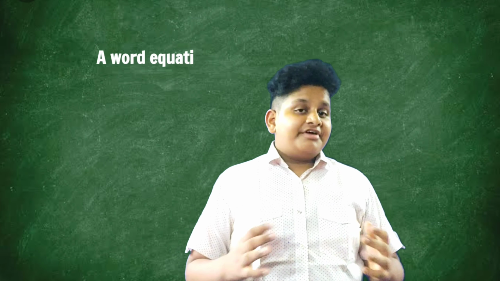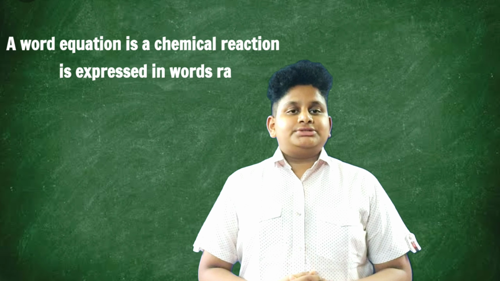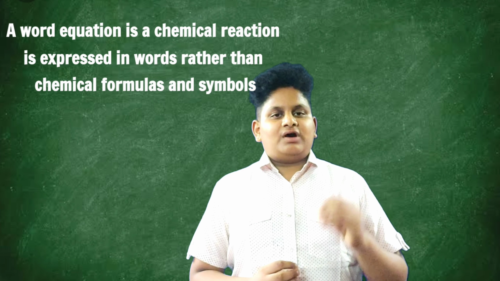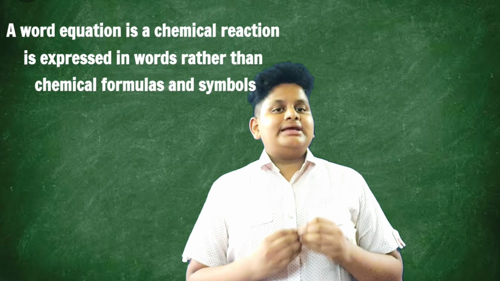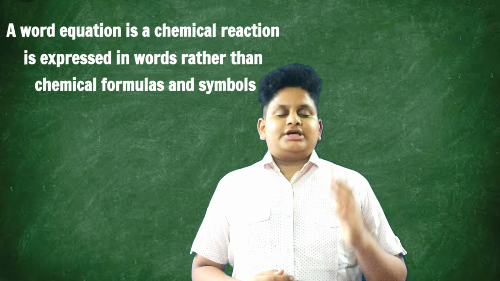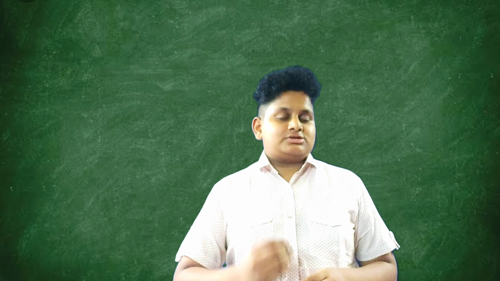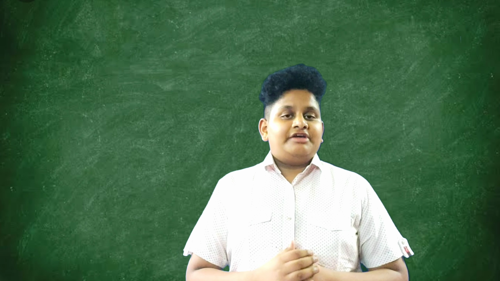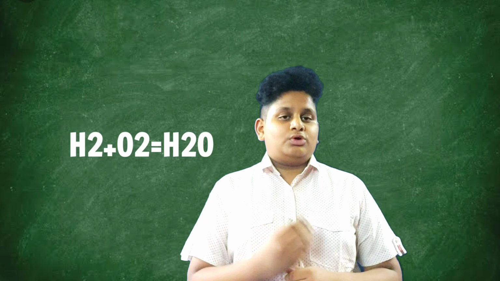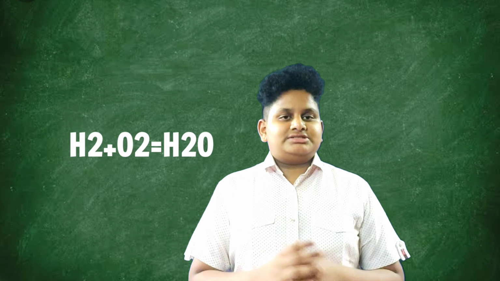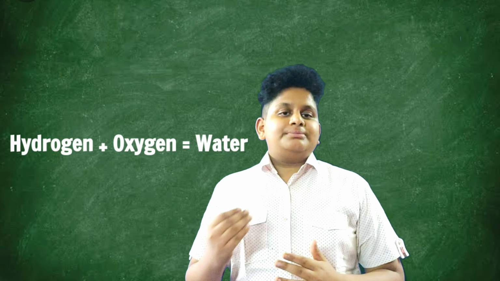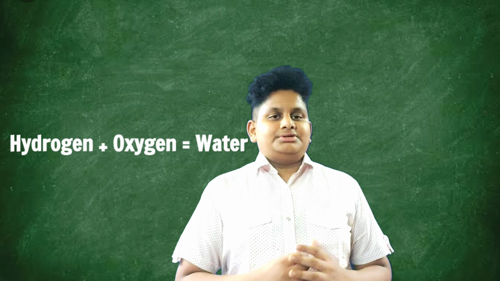Now you guys tell me, what is a word equation? That's correct. A word equation is a chemical reaction expressed in words rather than chemical formulas to easily understand the reactants and products. Let's take the same example. Hydrogen plus oxygen goes to water. But some people have doubt if we write it as H2 plus O2, H2O. Then what is this? So for easy understanding we can write hydrogen plus oxygen gives water.